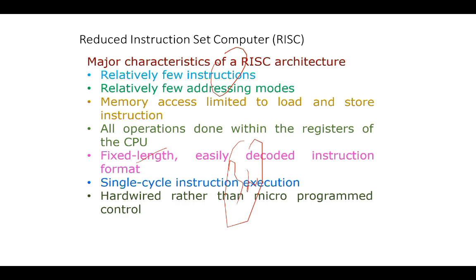As a short glimpse, we can say that load and store instructions communicate between the memory and the CPU. All arithmetic and logic operations are performed inside the CPU registers. So the memory is accessed only at the beginning and at the end of the program; in the middle, it does not access the memory.